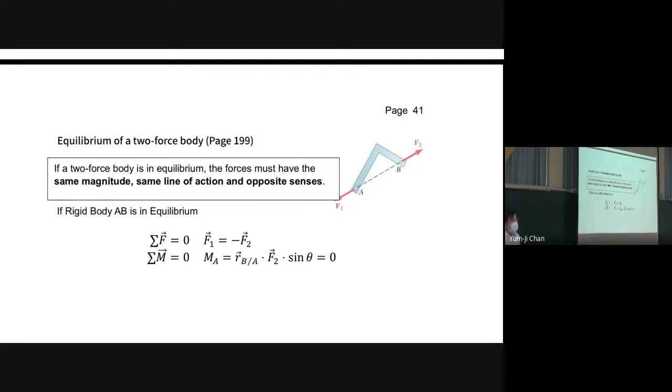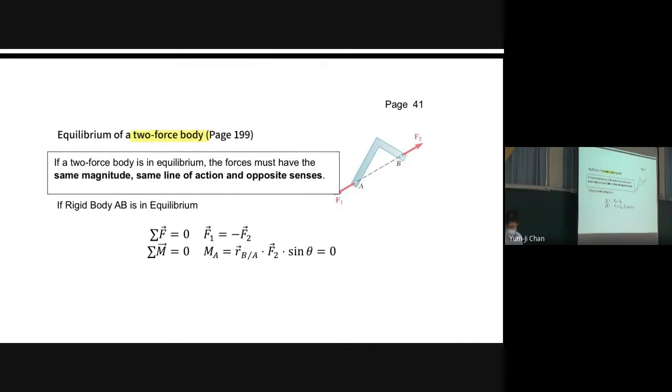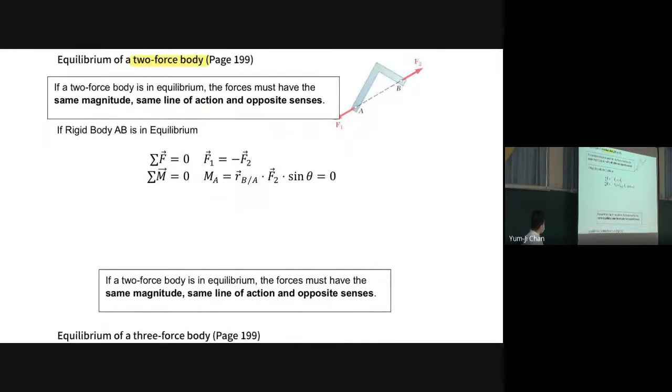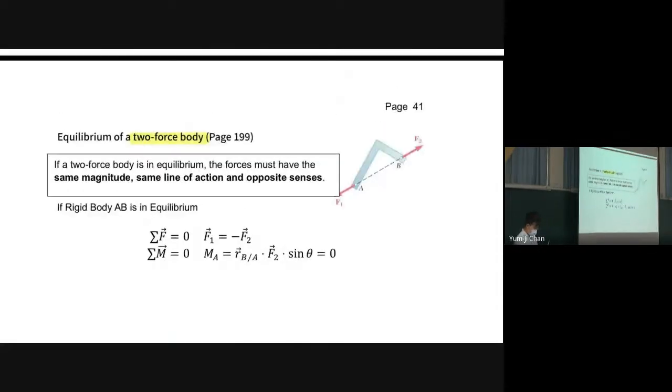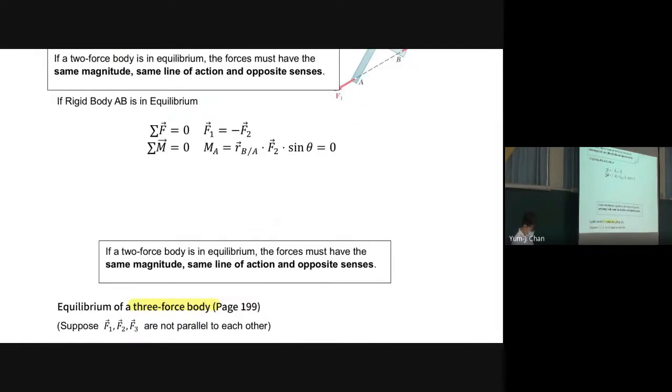So we are in this section, and in this hour from now to 4 p.m. we will work on two special types of rigid bodies. We call them two force body and three force body. Two force body in Chinese is this one. And naturally, three force body is this one. I will come to this later on.